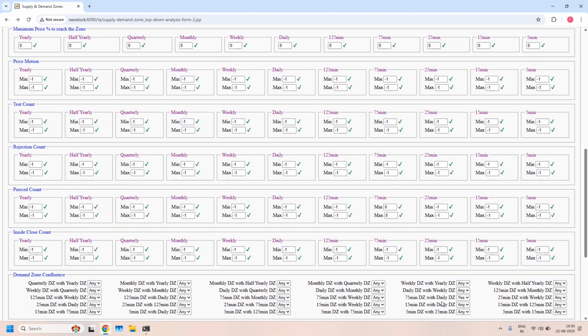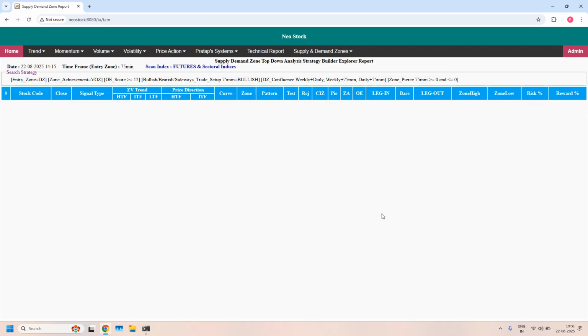So LTF and ITF demand zone confluence is already enabled, that is 75 minutes and daily demand zone confluence. Next, 75 minutes and weekly demand zone confluence, and also daily demand zone with weekly demand zone confluence. By enabling all the 3 filters, we did not get any stocks. So that means there are no stocks supporting with 75 minutes, daily and weekly demand zone confluence. Okay, fine. This is about the bullish trade setup for weekly income trade.